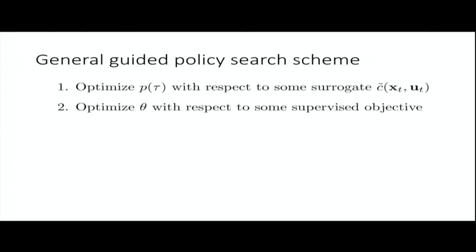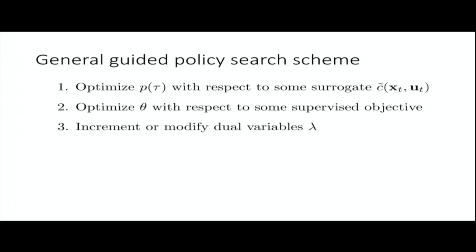So the general scheme of this procedure, basically, is just a rephrasing of what was on the previous slide. Optimize your trajectory, or in the stochastic case, optimize your trajectory distribution with respect to some surrogate objective C tilde, and that surrogate objective is going to include those Lagrange multiplier or augmented Lagrangian terms. Then optimize the policy parameters with respect to some supervised objective, which typically is going to be the same as the Lagrangian, but the cost goes away because it doesn't depend on theta. And then increment or modify the dual variables.